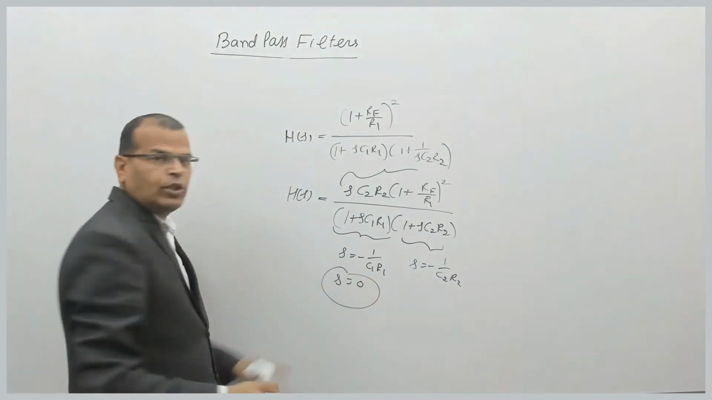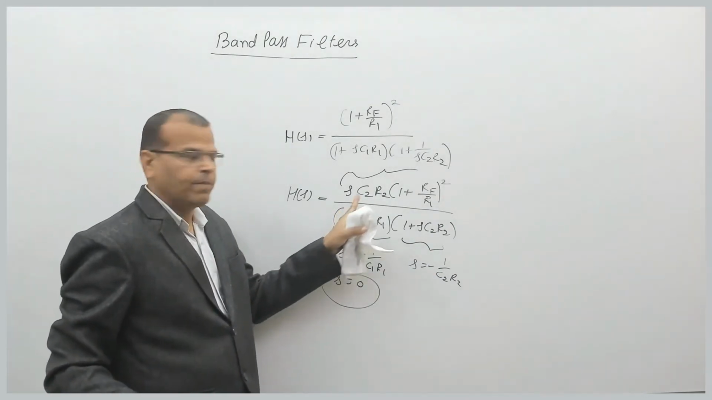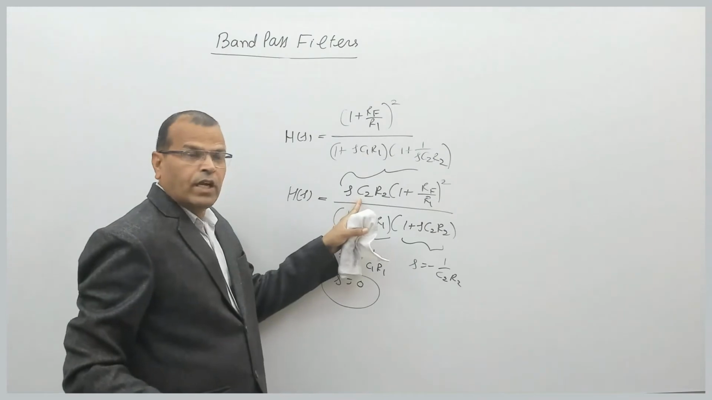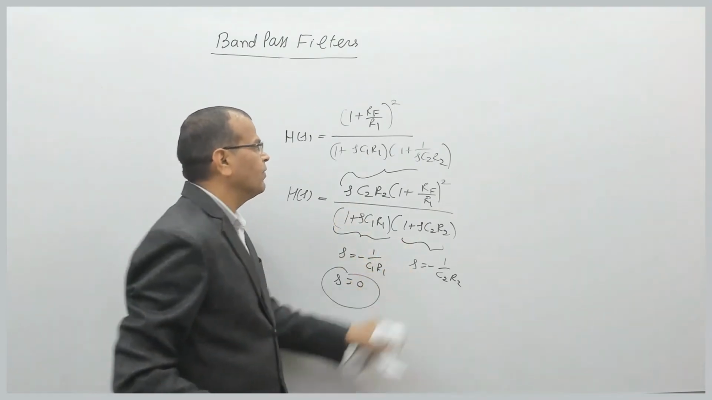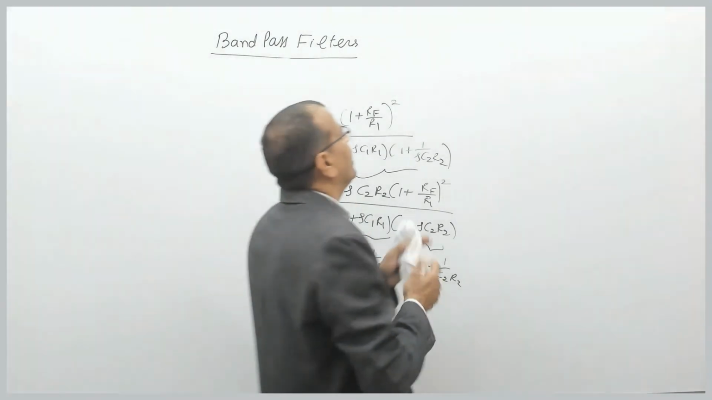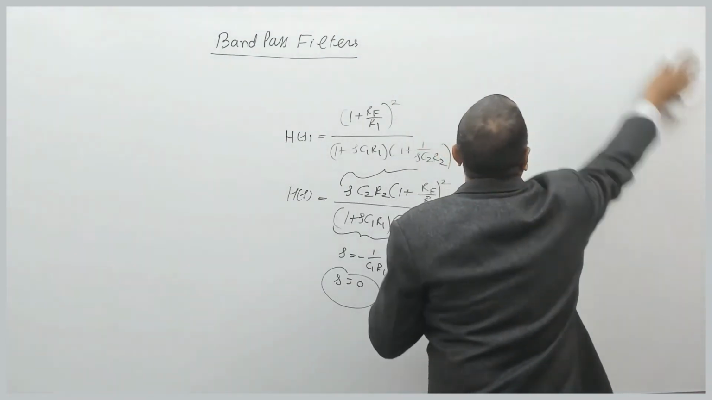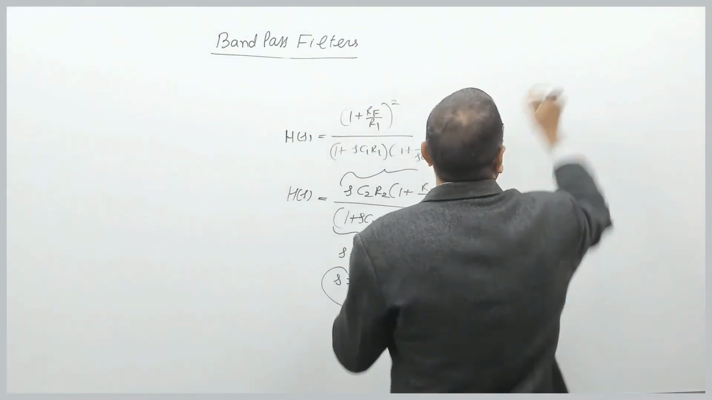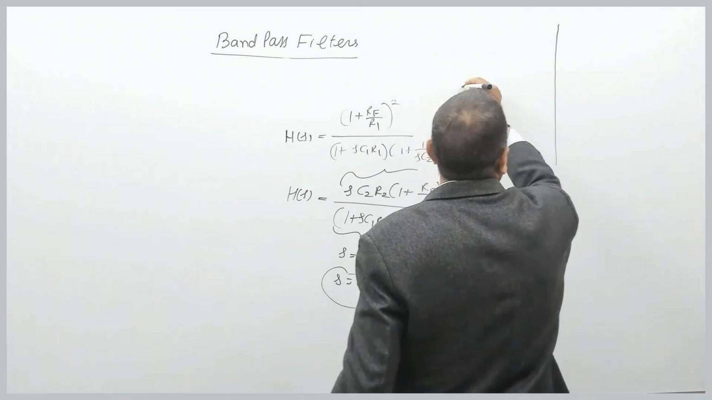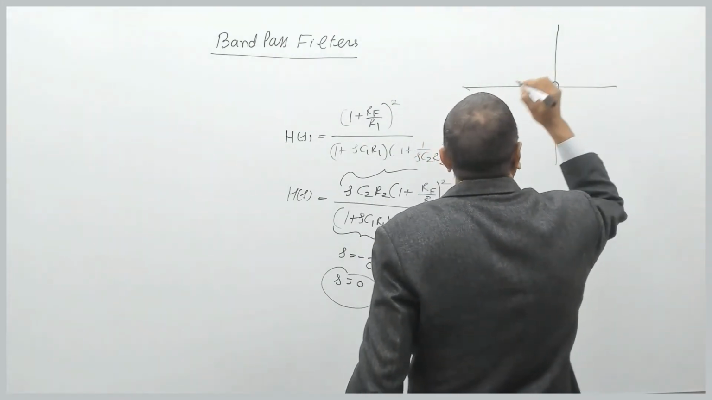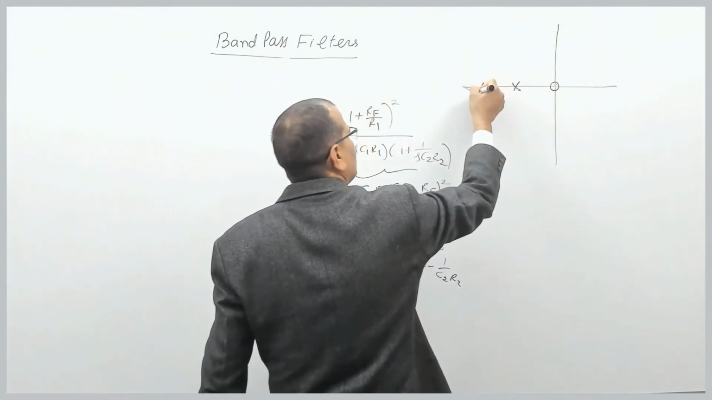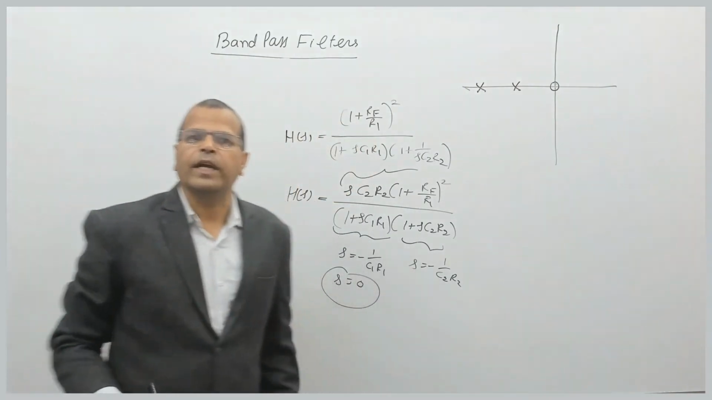This is called zero of the numerator. This is called zero of the transfer function. These are called poles of the transfer function. So if you draw the pole-zero diagram for this filter, it will be something like this. I have one zero located at origin and two poles located on this side, right?